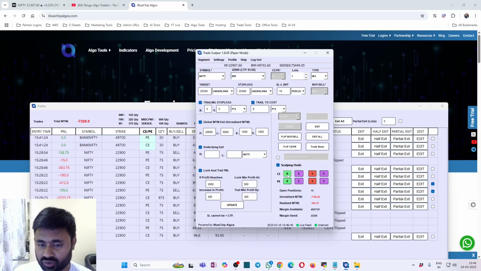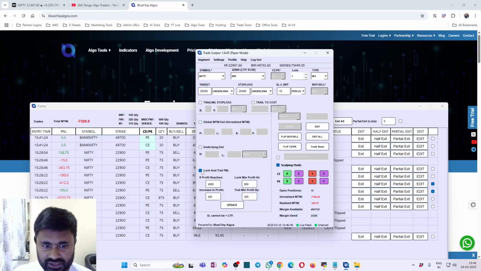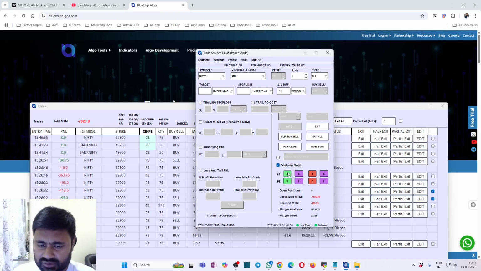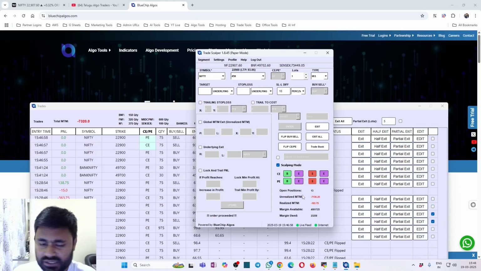You can just hit buy. Of course, let's actually disable all these things. We don't need all this, and let's remove even this. Yeah, so all we have to do is just hit CE buy, PE buy, CE sell or PE sell, whatever you want.